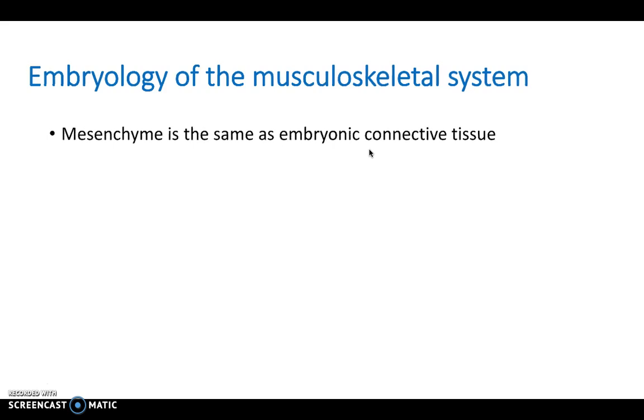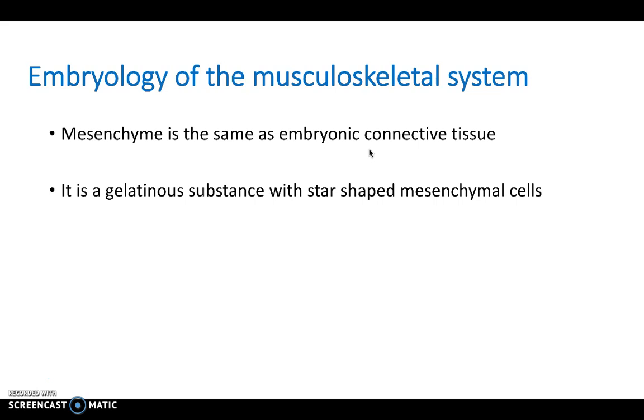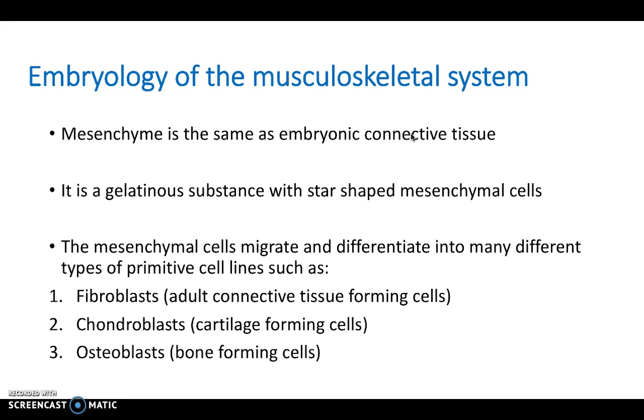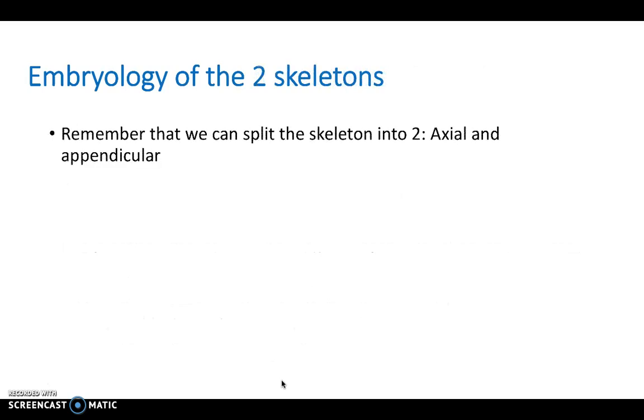So, embryology of the musculoskeletal system. Mesenchyme is the same as embryonic connective tissue, and it's a gelatinous substance with star-shaped mesenchymal cells. The mesenchymal cells migrate and differentiate into many different types of primitive cell lines, such as fibroblasts, chondroblasts, and osteoblasts, and these are all cells in the adult human, and they make up different parts. So fibroblasts are adult connective tissue forming cells, chondroblasts are our cartilage forming cells, and osteoblasts are our bone forming cells.